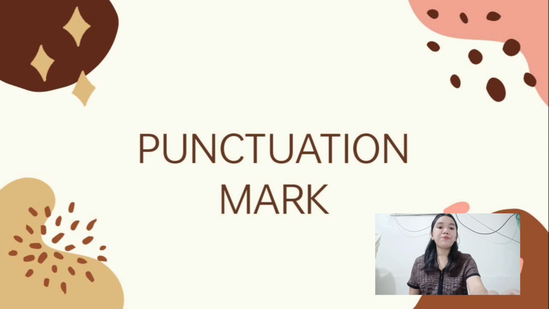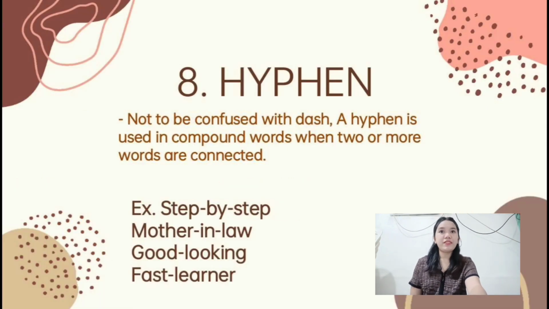Now let's proceed. Number 8 is the hyphen. Not to be confused with the dash, a hyphen is used in compound words when 2 or more words are connected. Let's say, for example, step-by-step, mother-in-law, good-looking, fast learner. We can easily identify the hyphen because of the compound words, or words that are being connected. So that is the hyphen.